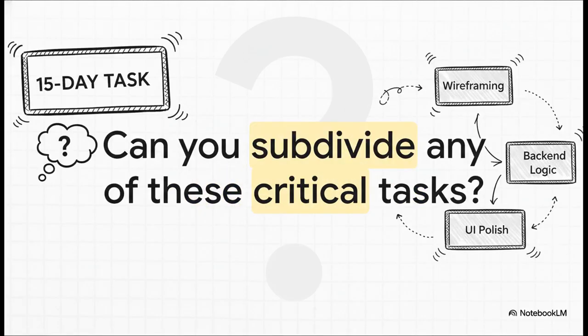So once you've found that big 15-day task, the next question is simple. Can we break it down? Can we chop up develop prototype into smaller pieces, like wireframing, building the backend, and polishing the UI? A lot of the time, when you break a big task apart, you realize that some of those smaller pieces can actually be done at the same time, and that's how you start shaving days off your timeline.